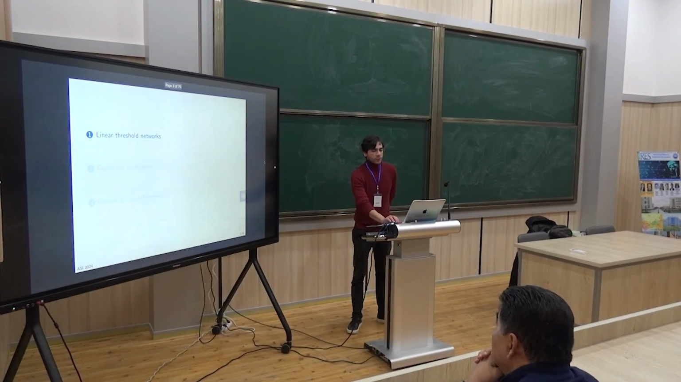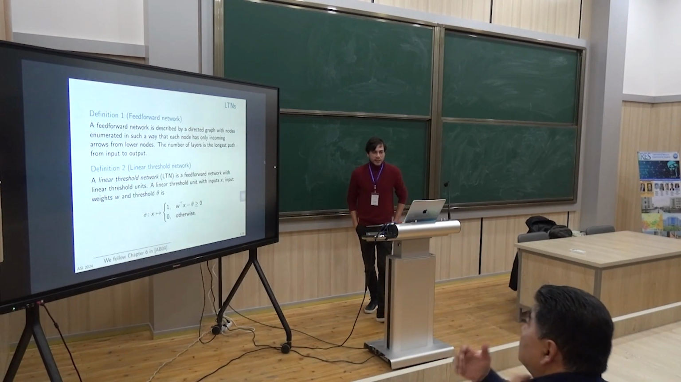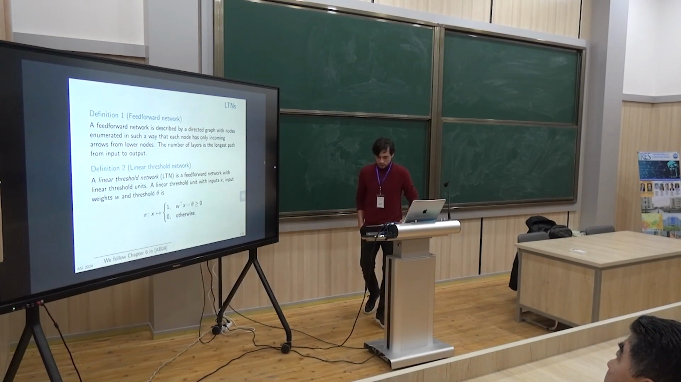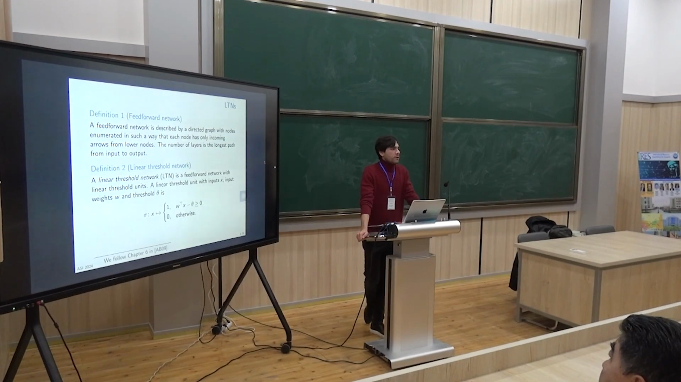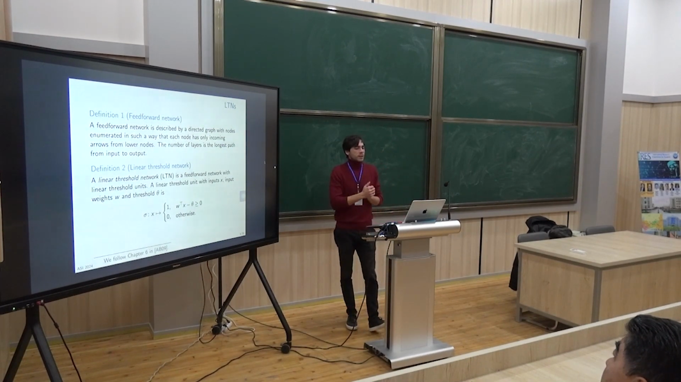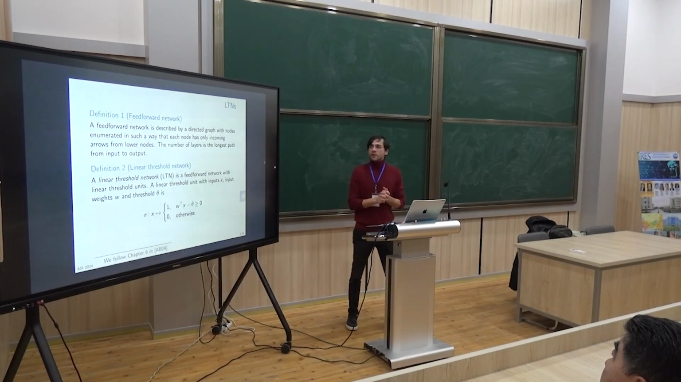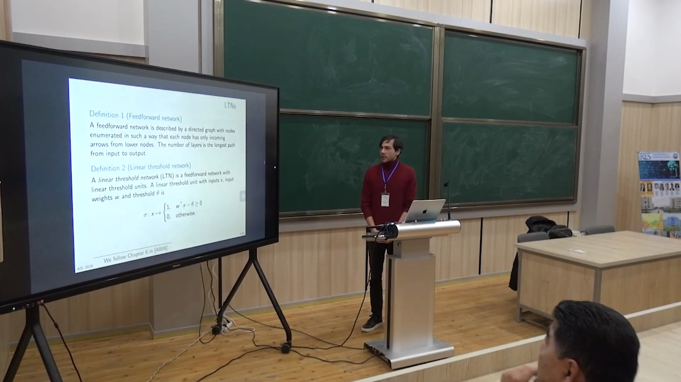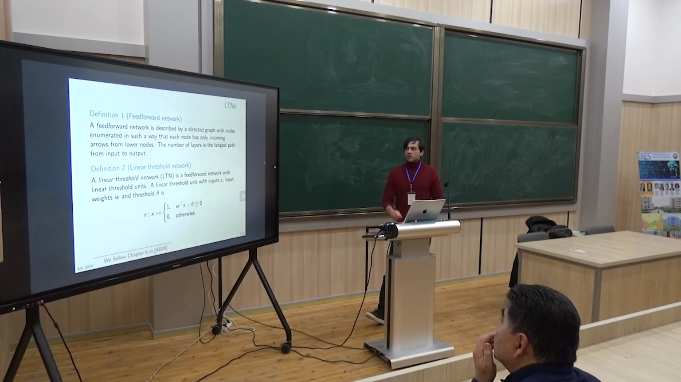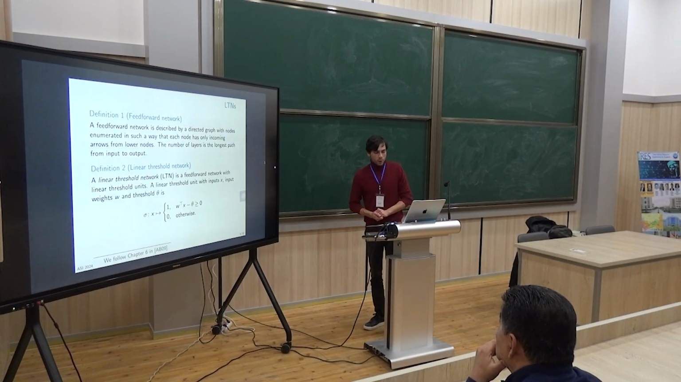All right, so linear threshold networks. So what is a linear threshold network? This is a neural network which has an activation function that is a threshold function. It produces 0 or 1 as an output. Let's say first, what is a feed-forward network? That is described by a directed graph with nodes enumerated in such a way that each node has incoming edges only from lower nodes.